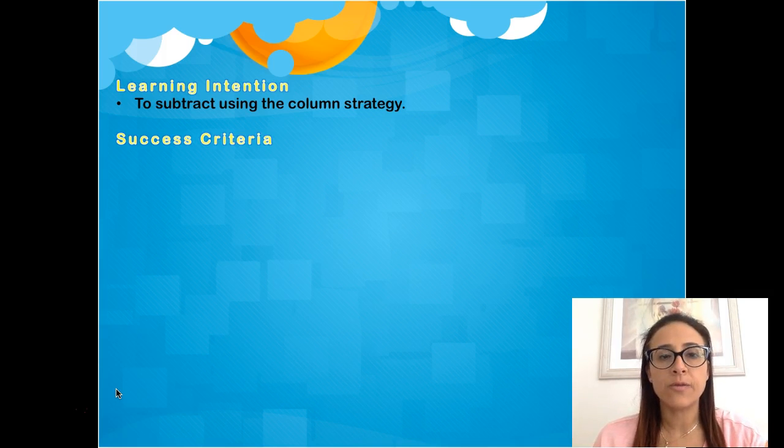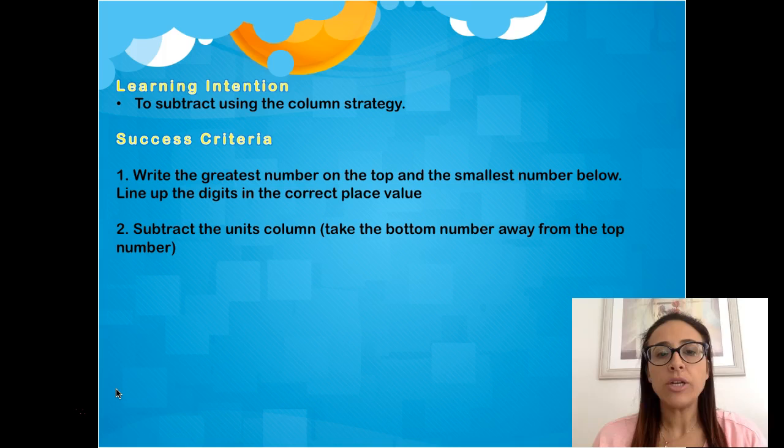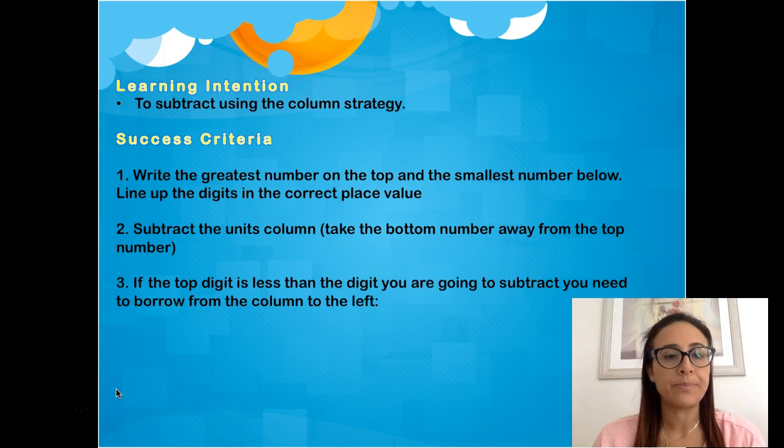To be successful, you need to write the greatest number on the top and the smallest number below. Line up the digits in the correct place value. Then you need to subtract the units column. That means take the bottom number away from the top number.